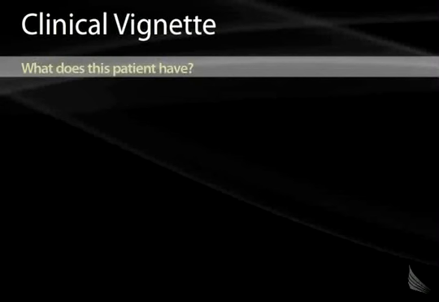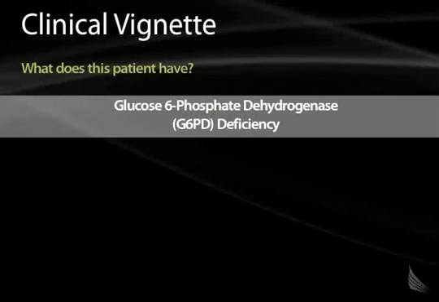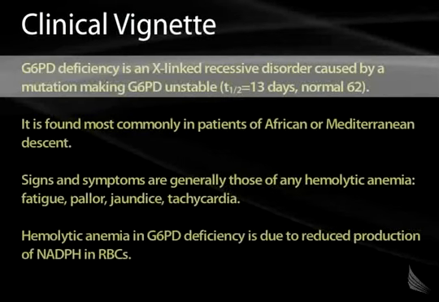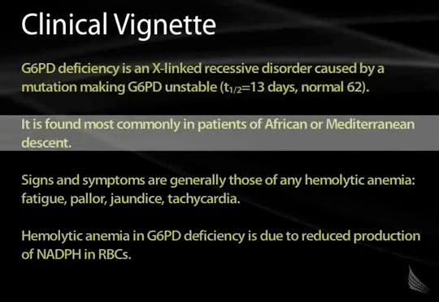So what disease does this patient have? This patient has glucose 6-phosphate dehydrogenase, or G6PD deficiency. G6PD deficiency is an X-linked recessive disorder, and it's caused by a mutation in the G6PD protein, which makes the G6PD unstable. Normally, G6PD has a half-life of about 62 days. In G6PD deficiency, the half-life is reduced to approximately 13 days. This disease is most commonly found in patients of African or Mediterranean descent.